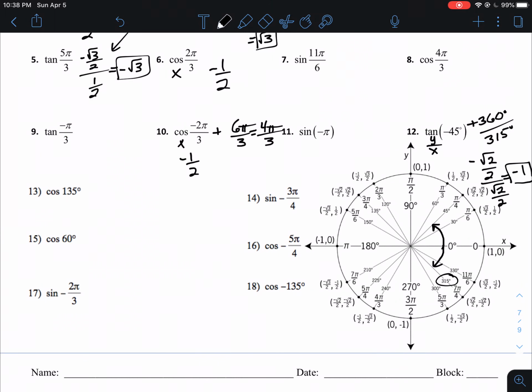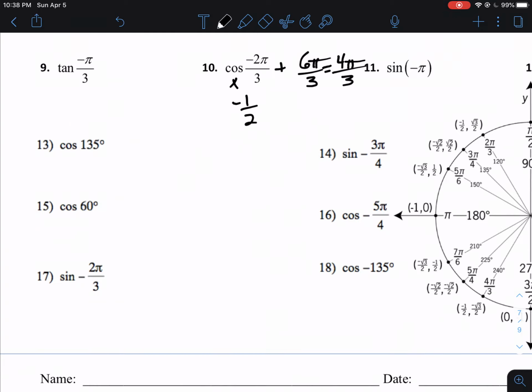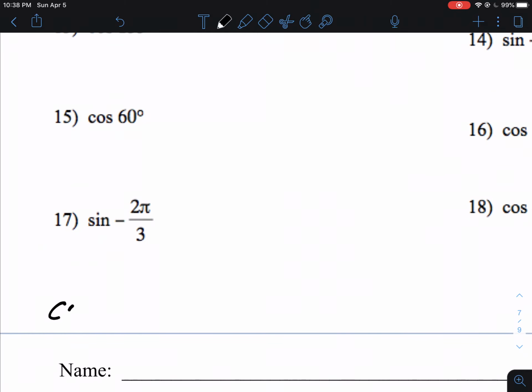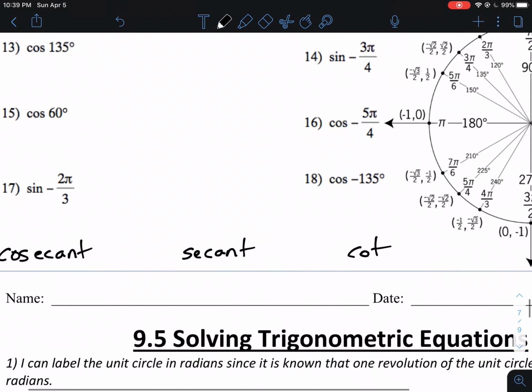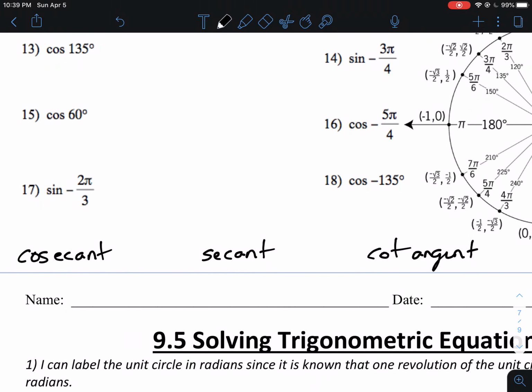Okay, before we go into this next section, I'm going to change a few of these problems around. On Big Ideas, there's going to be a few additional ratios that they're going to ask you to do that we have not talked about yet. And those ratios are the cosecant, the secant, and the cotangent. So let me talk with you guys about what those are, as well as their abbreviations and how to find those. So cosecant, the abbreviation for cosecant is CSC.